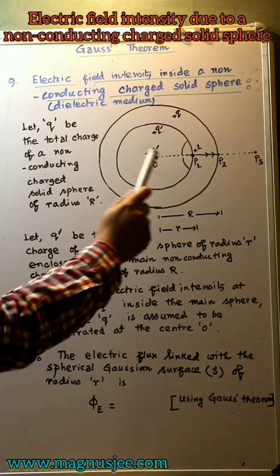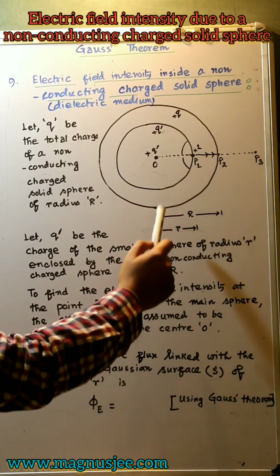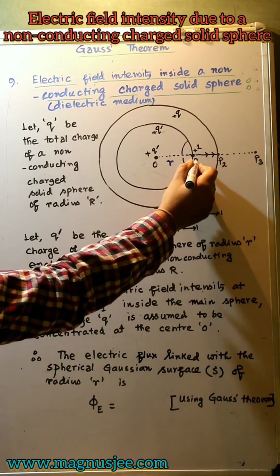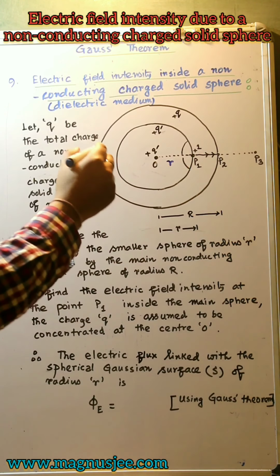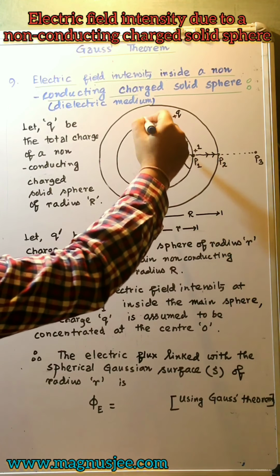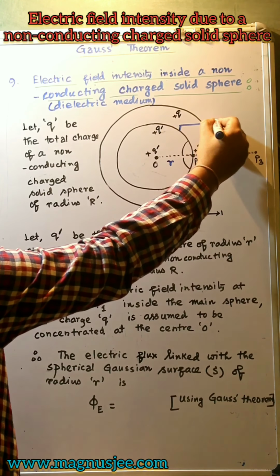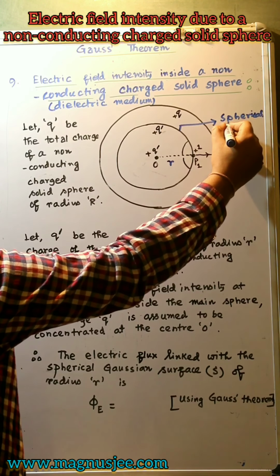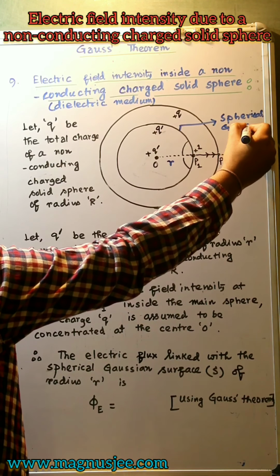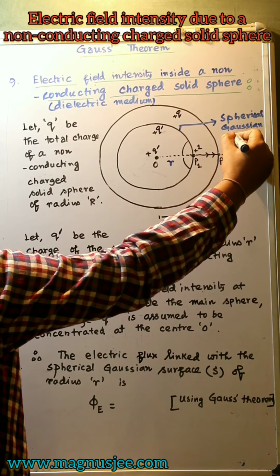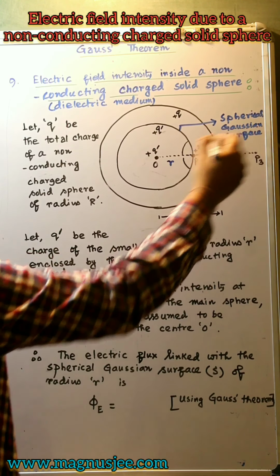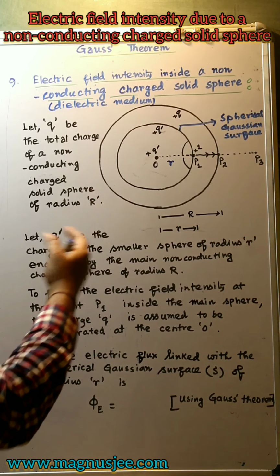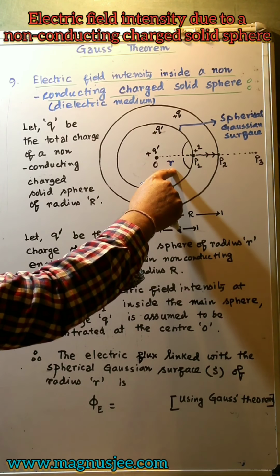So here, to find field intensity at P1 at a distance small r from its center, this is the distance of the point P1 from the center O. We have to assume a spherical Gaussian surface, of radius r.